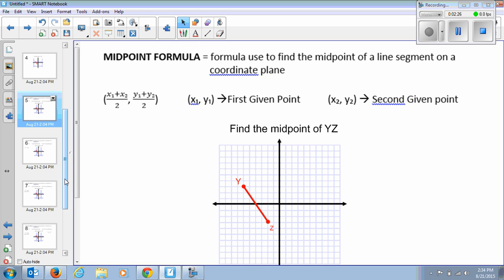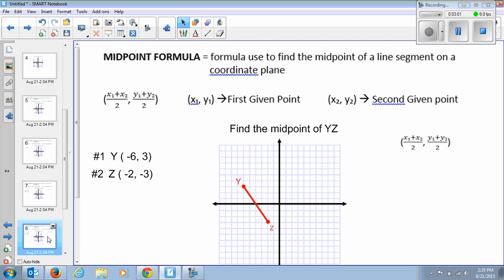All right, so the first thing I need to do is decide which one is going to be my first and second point. It does not matter if Y or Z is your first or second point. You and your neighbor don't have to have the same first point, but if you stay with the formula, you will get the right answer. So I am going to declare Y as my first point. I count over 6 to the left, up means it's +3, so Y is at (-6, 3). Next, I'm going to declare my second point, which is Z. I move to the left 2 units, I go down 3 units, so it's (-2, -3). Again, it does not matter which is the first or second point.